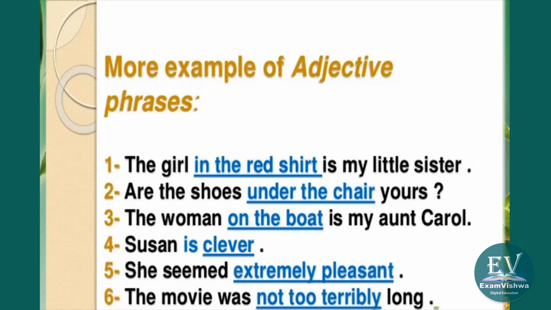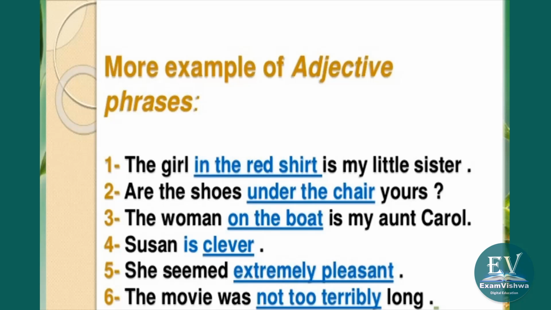Look at the third example. The woman on the boat is my Aunt Carol. So who's my aunt? The woman. But which woman? The one who's on the boat. So here we are giving more description to the noun.